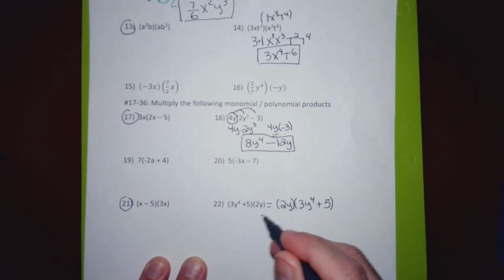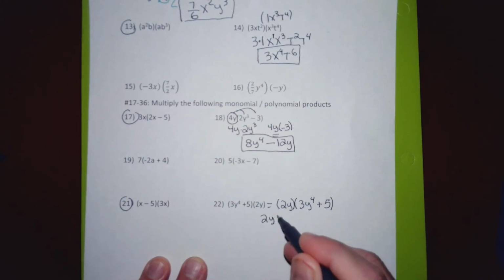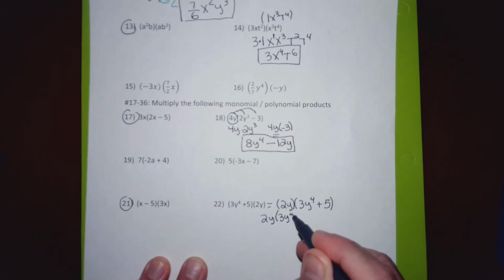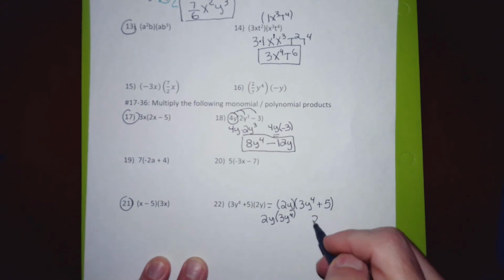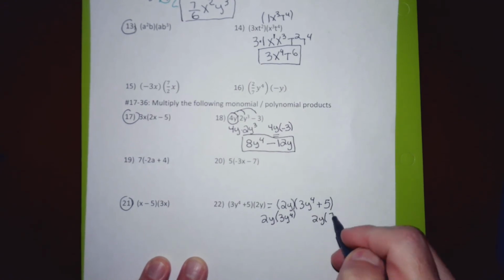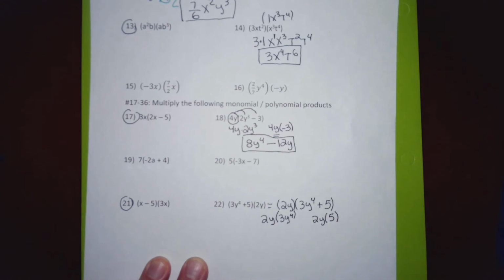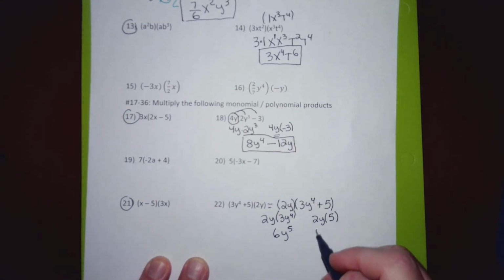I'm going to take the 2y that I have in front of the parentheses, multiply it by the 3y to the fourth. I can show that multiplication with a times sign or with parentheses, it doesn't matter. And I need to multiply the 2y in front of the parentheses by the 5 that's inside the parentheses. So now I'm going to go 2 times 3 and get 6, y to the first times y to the fourth, add the exponents of 1 and 4 and get 5. And then for this next multiplication, I'm just multiplying the 2 and 5 and getting 10. I'm going to leave the y.